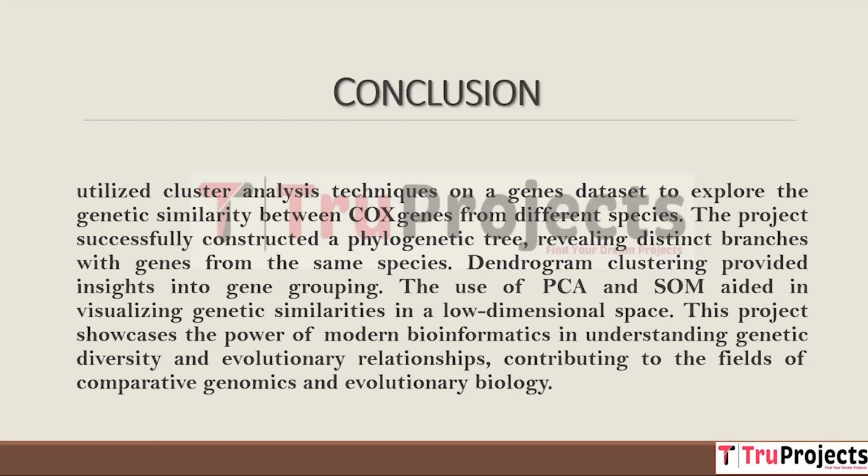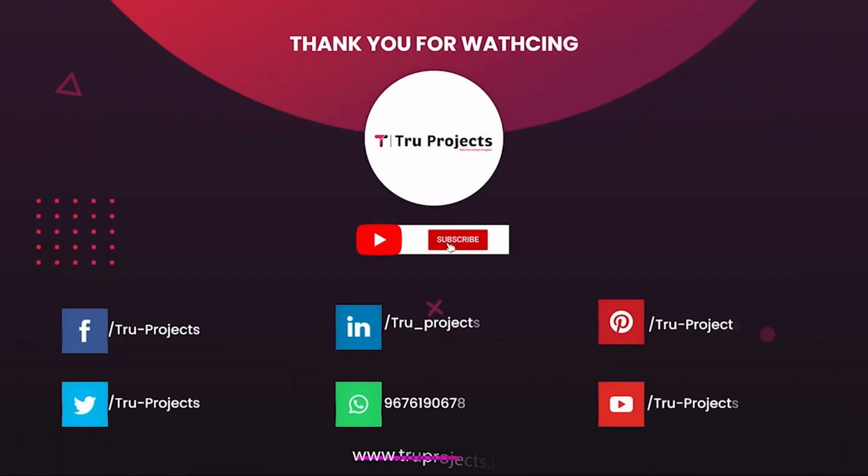Conclusion: researchers used cluster analysis technique on gene data to investigate the genetic sequences of COX1 and COX2 genes from different species. The project created a phylogenetic tree that revealed separate branches containing genes from the same species. Dendrogram clustering revealed insights into gene grouping. PCA and SOM were used to visualize genetic similarities in a low-dimensional space. This project demonstrates the ability of current bioinformatics in identifying genetic diversity and evolutionary relations, contributing to comparative genomics and evolutionary biology.